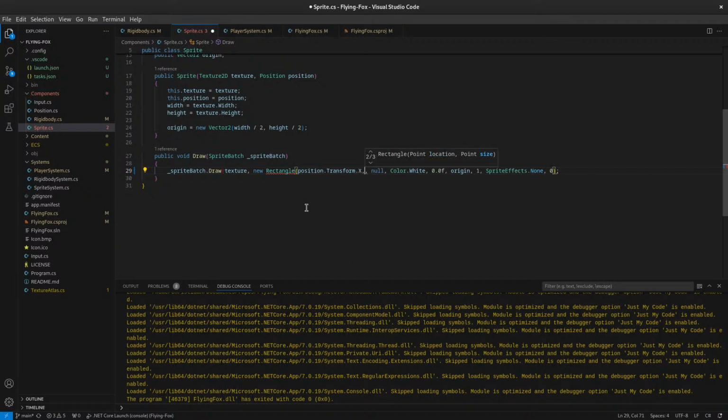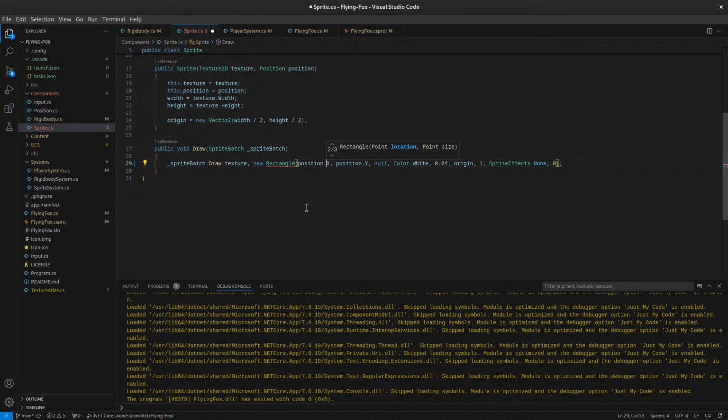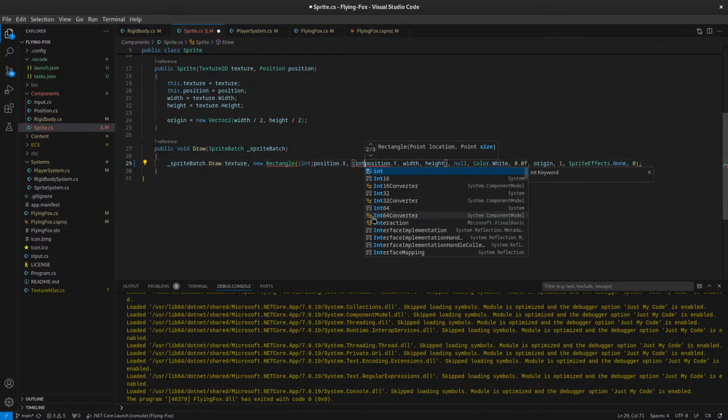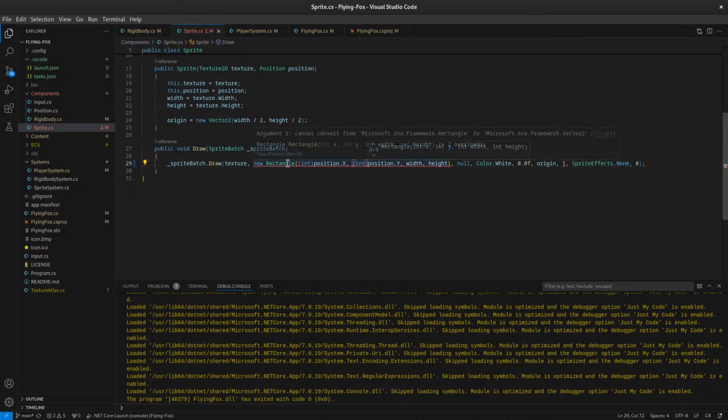Transform.x and position.y. We don't need transform here, as we said previously. And we just have to specify width and height. Something's wrong here. What's the problem? It's a float. There you go. Convert both to ints. What's your problem now? So if you remove this one, there you go.